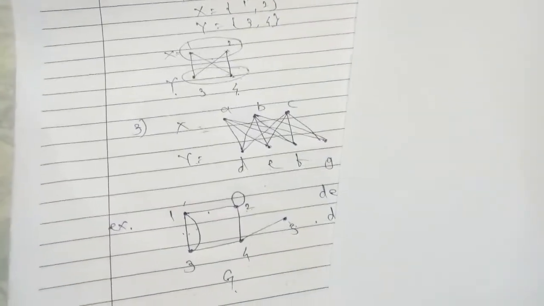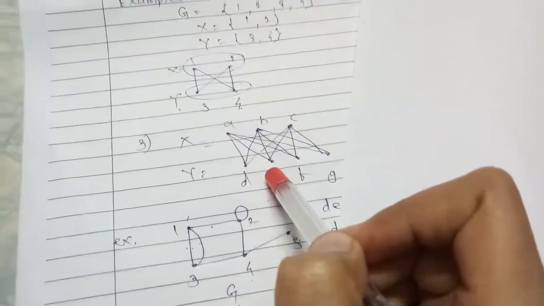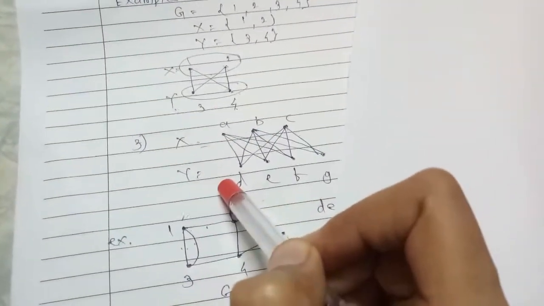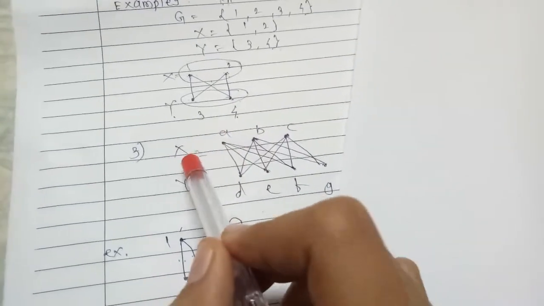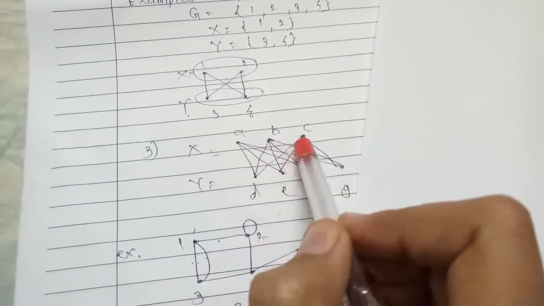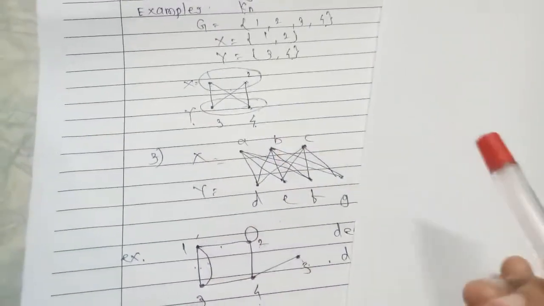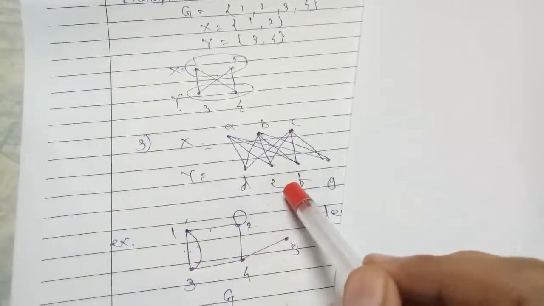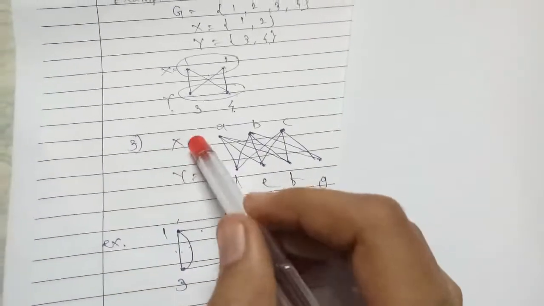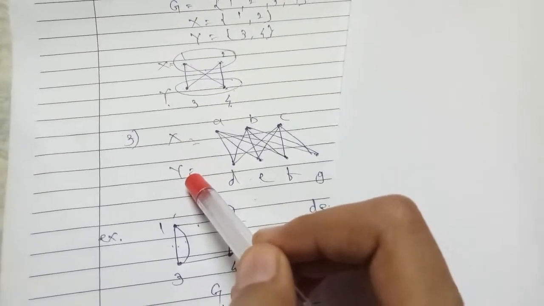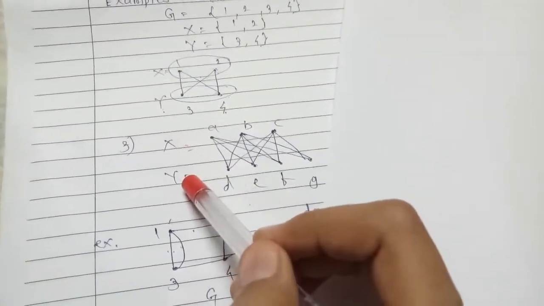Now we take another example here. We are given the graph G with two disjoint sets of vertices. First is set X and second is set Y, and in set X there are 3 vertices which are A, B, C, and in set Y there are 4 vertices D, E, F and G. And the set X and the set Y are both disjoint. That means there are no common elements in sets X and Y.